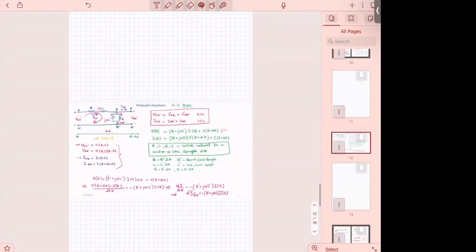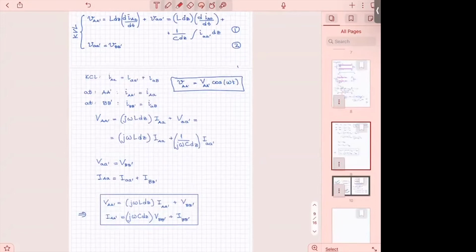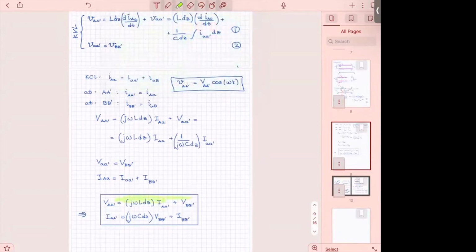All right, so now you'll see something more general. These are the equations here, which we are going to use when the line does not have any losses. All right, so the line has only an inductance and a capacitance. There are no losses in the dielectric, and there are no losses in the conductor. No conductor losses.